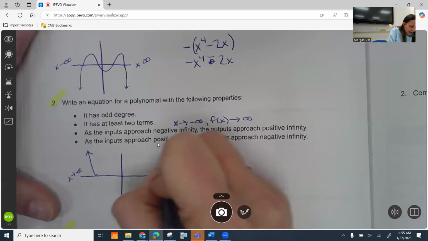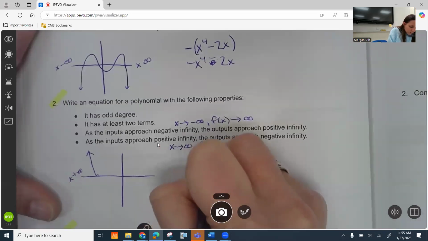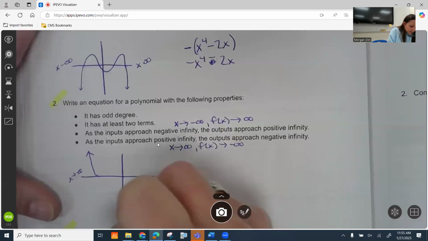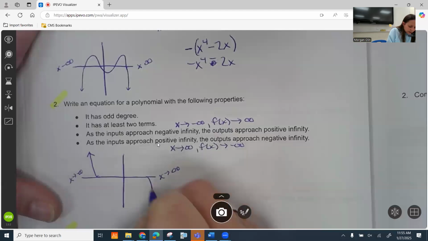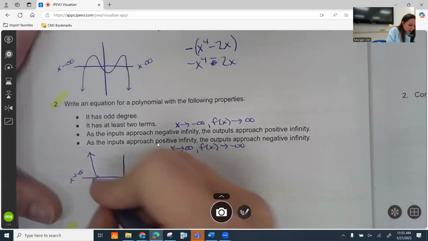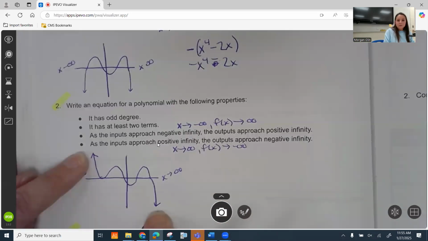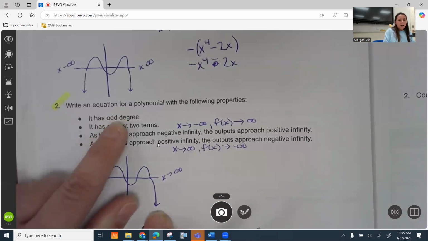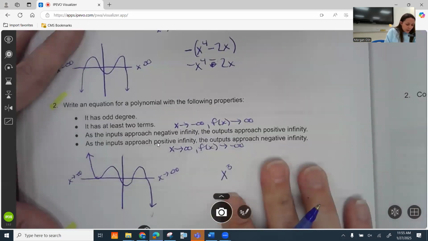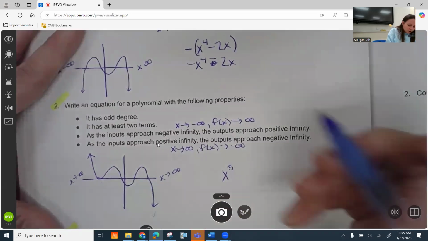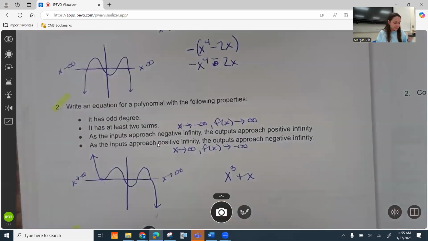All right, now as x approaches positive infinity, our outputs approach negative infinity. All right, so on this side x is going to positive infinity, but our y's are going to negative. Now, who cares what it's doing in between? We're just talking about our ends right here. Now, odd degree, just pick an odd degree. We'll say degree 3. You can say degree 5 if you want, at least 2 terms, just add a term in there. Let's just add x, or you can add a constant, doesn't matter.